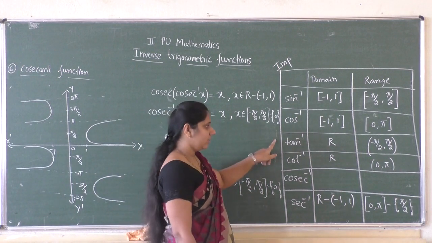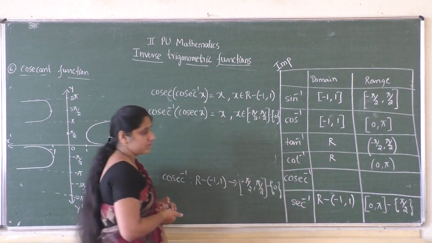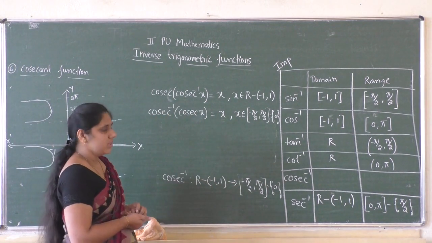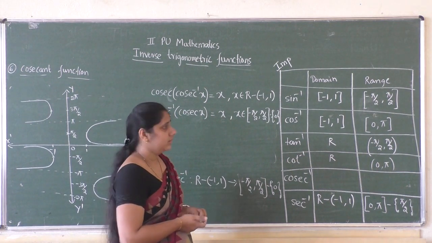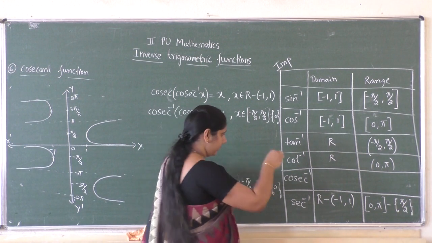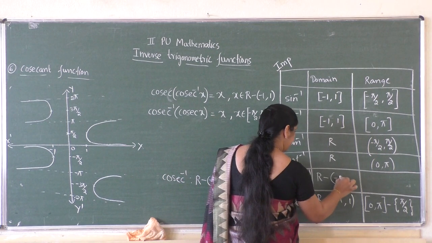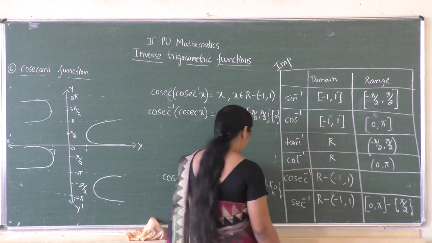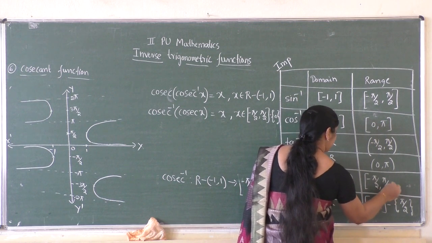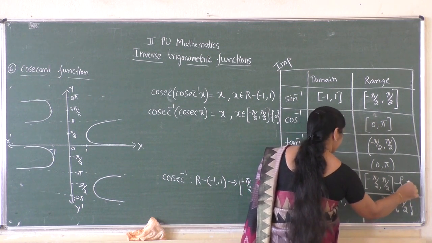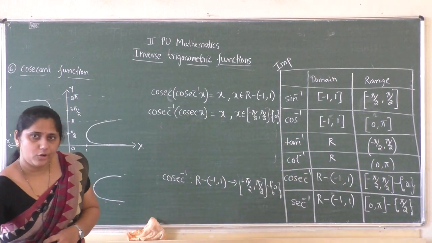So now draw this table. In one column write the inverse trigonometric function, that is sin inverse up to sec inverse. In the second column domain, and the third one range. So what about cosec inverse? Its domain is R minus open interval -1 to 1. What about its range? Closed interval minus pi by 2 to pi by 2 minus 0. So this table is important for 1 mark.